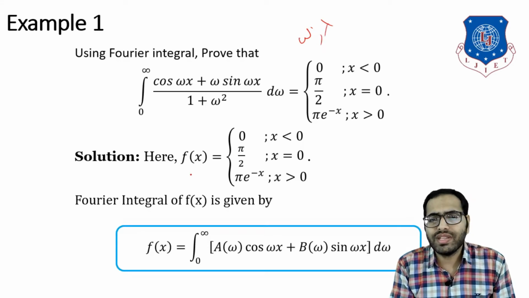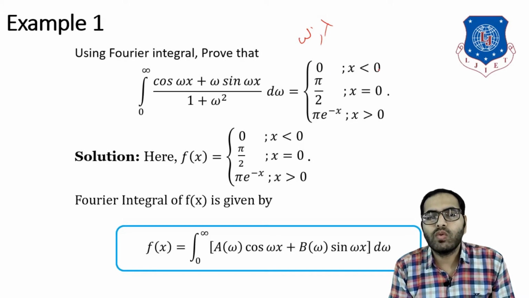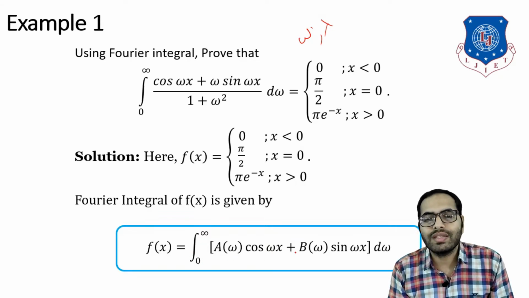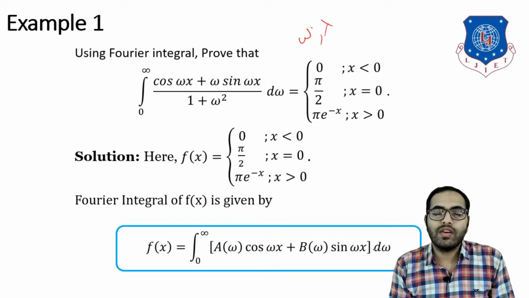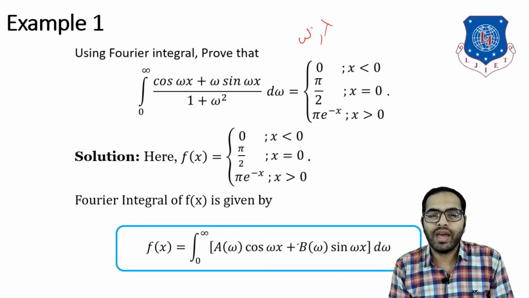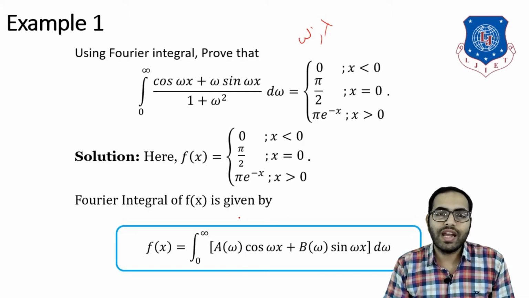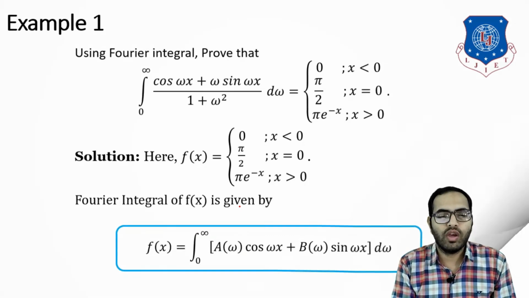Basically our function is f of x equal to 0 where x is less than 0, pi by 2 where x equals 0, and pi e raised to minus x where x is greater than 0. The Fourier integral is represented by f of x equal to integral 0 to infinity a of omega cos omega x plus b of omega sin omega x d omega. What we have to do is just find the values of a of omega and b of omega, substitute them and simplify. Let's move on to finding the value of a of omega.